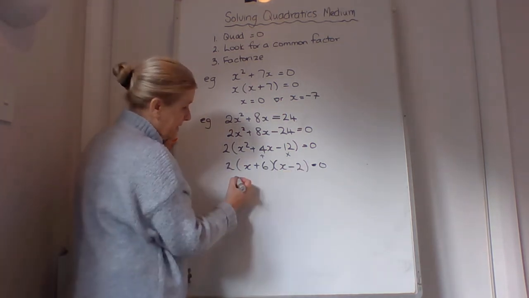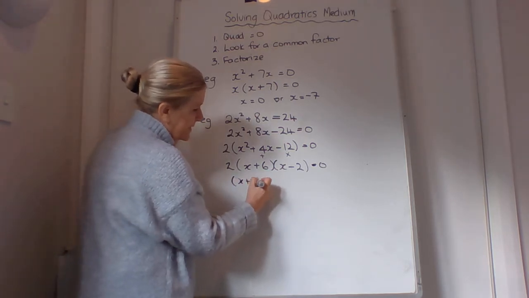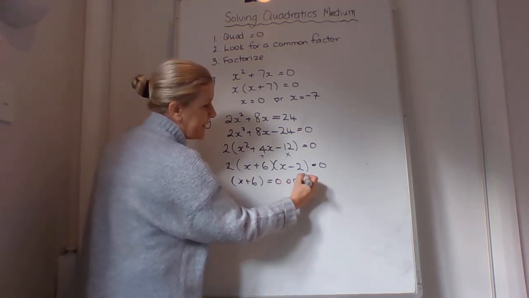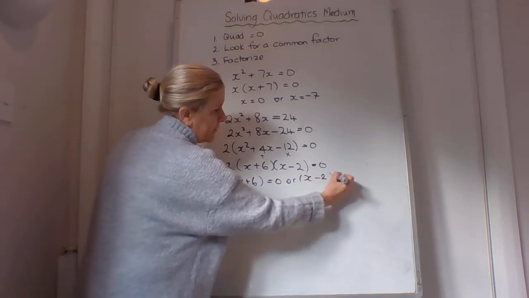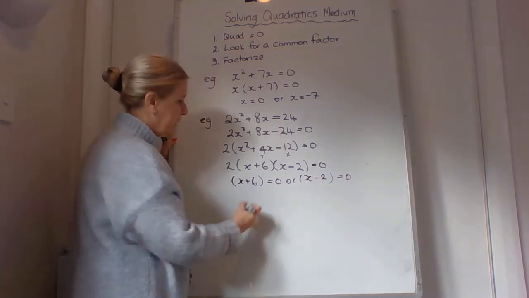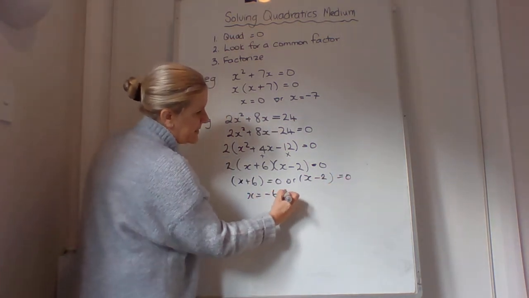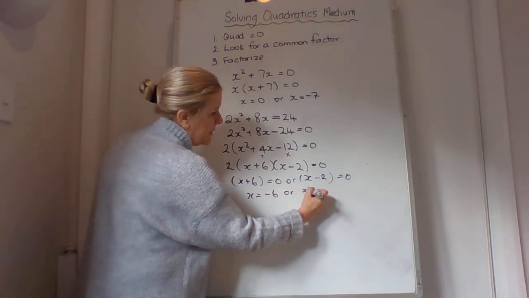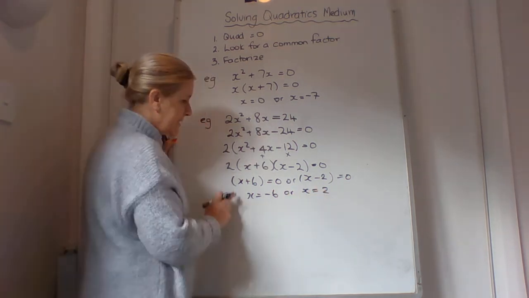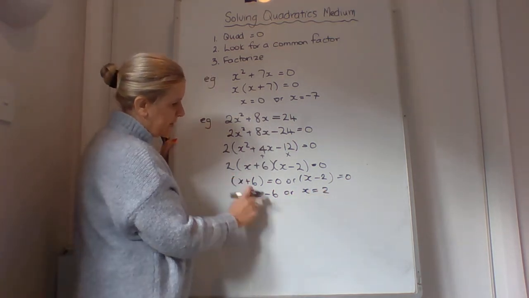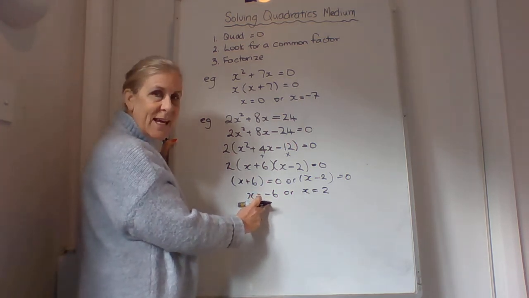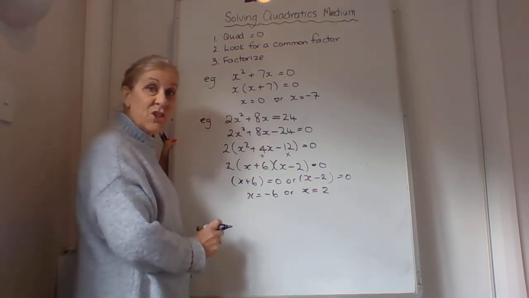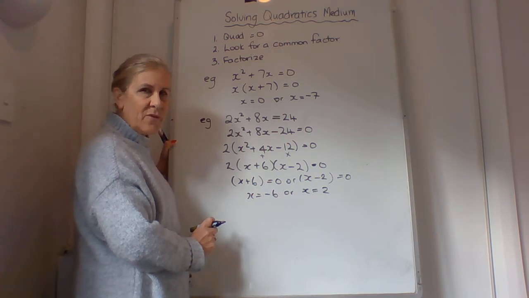So therefore the answer is x plus 6 equals 0 or x minus 2 equals 0. Don't really need those brackets. x equals negative 6 or x equals positive 2. So you're starting to notice that whatever the sign here is, it's the opposite in the answer, which is always a handy thing to check because it's one thing that people often forget.